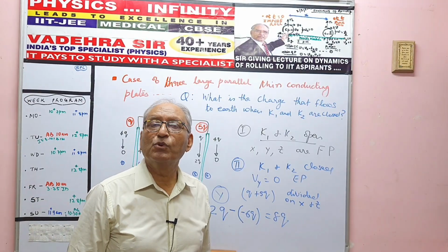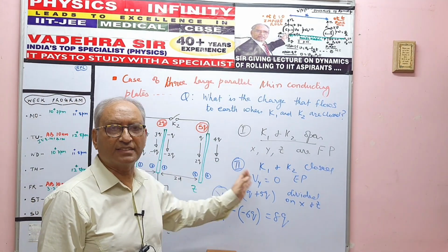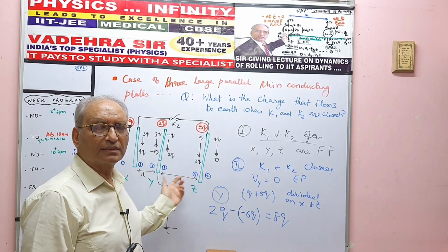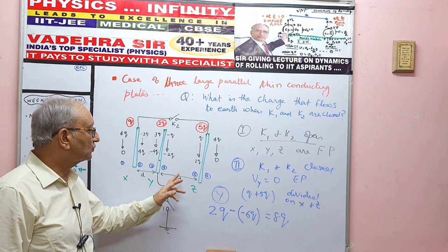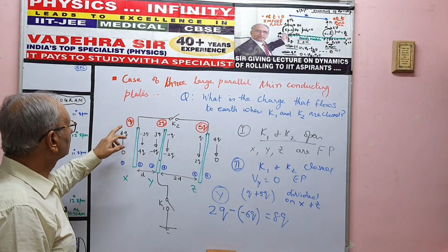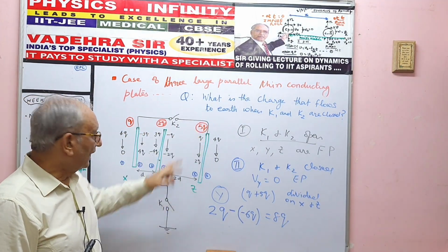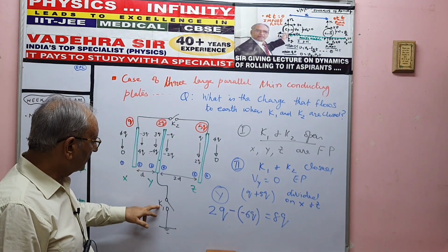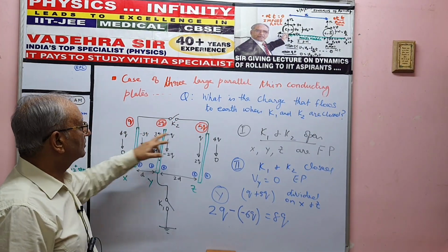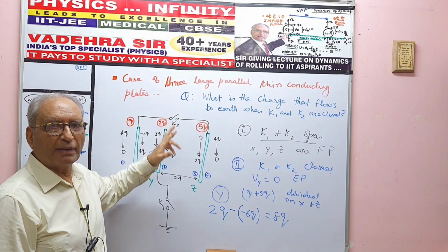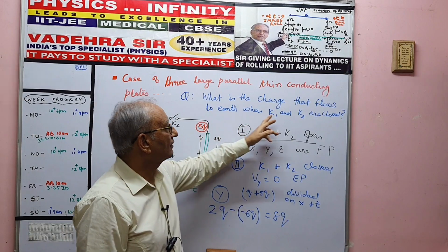Okay guys, now we move on to the interesting situation of 3 parallel conducting plates, X, Y and Z, parallel to each other. The distance between X and Y is D, and between Y and Z is 2D. I give free charges, Q to X, 2Q to Y and 5Q to Z. I apply 2 switches, K1 between Y and earth and K2 between X and Z.